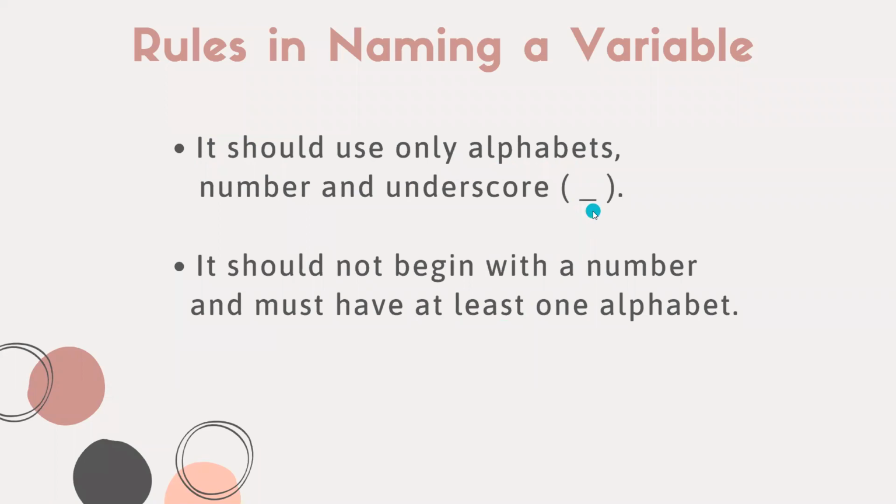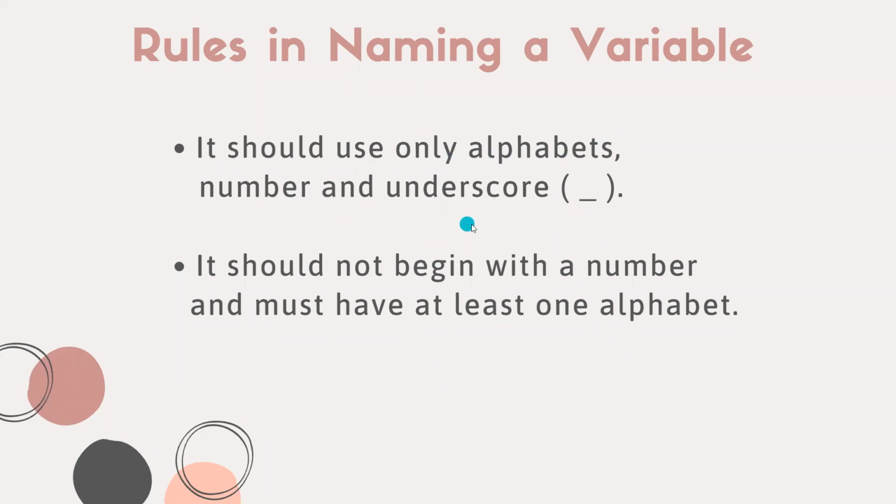No, you cannot. Can you use a dot? For example, first dot name. Can you name a variable like that? No, very good. So you cannot use those things. Only alphabets, numbers and underscore, and these three you can put all together, such as last underscore name one.